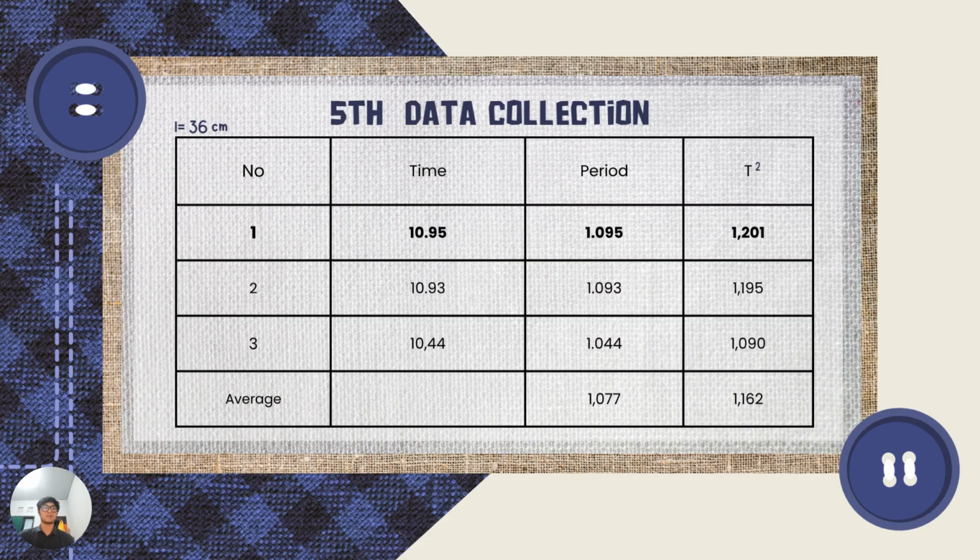This is the fifth data collection, with a length of 36 centimeters, a slight increase from the third one. This is the highest time it took for the pendulum to complete its movement, 10.95 seconds, with a period of 1.095 and a T squared of 1.201, with an average period of 1.077 and an average T squared of 1.162.